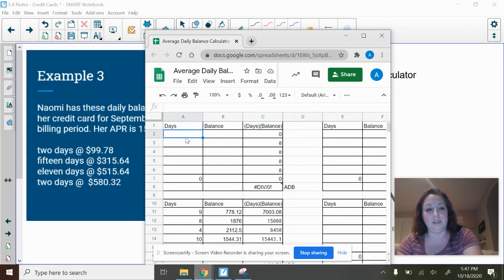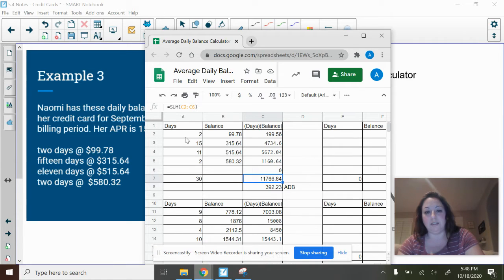So this one says 2 days at $99.78, 15 days at $315.64, and 11 days at $515.64, and 2 days at $580.32. Okay, so I didn't use up all these, but that's okay. There were 30 days in this billing cycle. This was the sum of all of those 30 days added together.